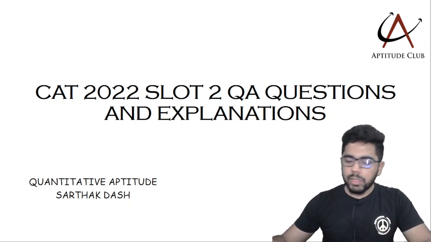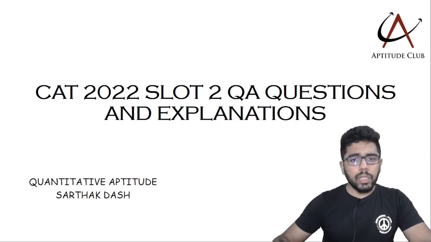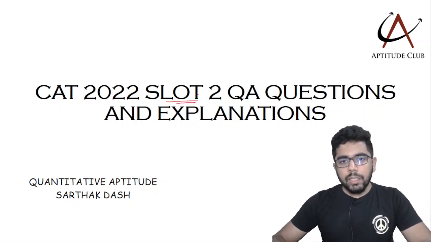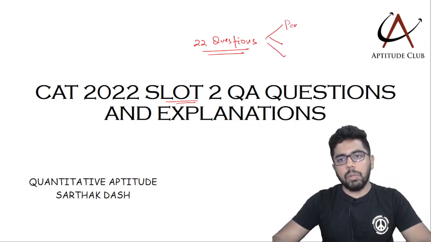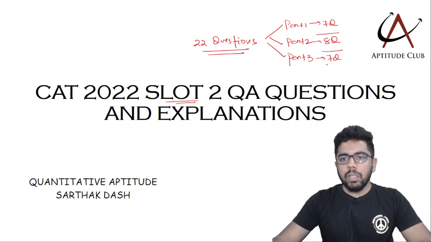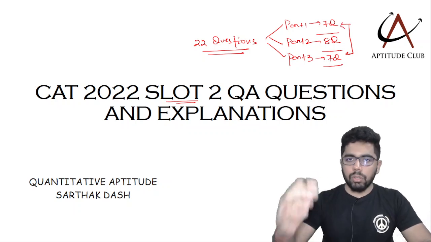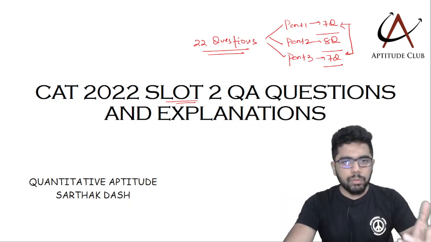So let us begin today's session. 2022 QA slot 2, and we had total 22 questions in this slot. Okay, total number of questions were 22, and we will do it in three parts: part 1, part 2, and part 3. So this is the part 1. So part 1 I'll take up 7 questions, part 2 8 questions, and part 3 7 questions. Slot 1 also I had covered in this way, so do watch that. And this is slot 2. So let us begin and try and see what kind of questions are there.